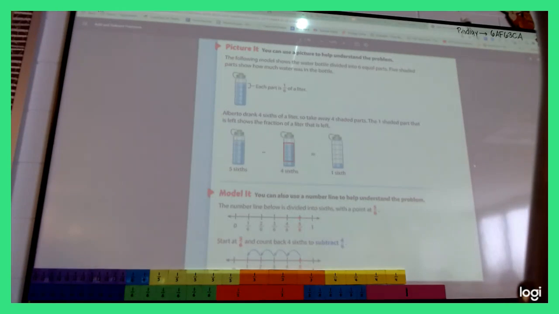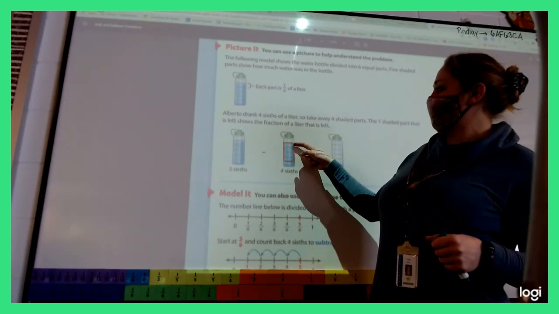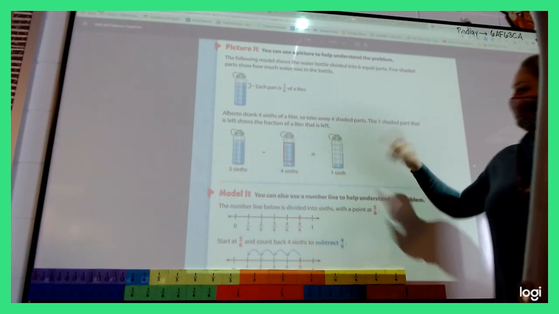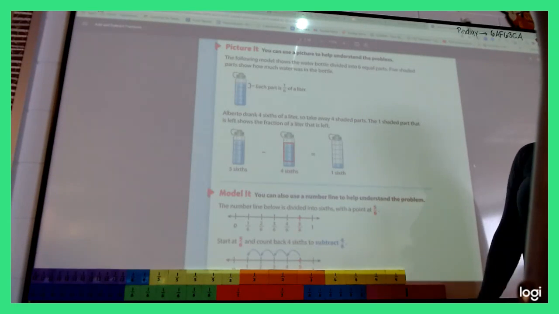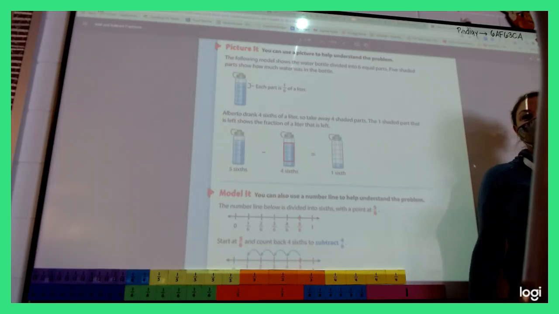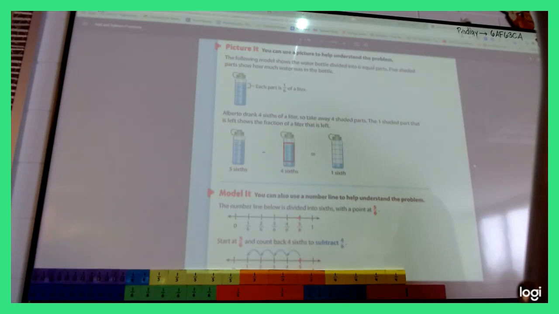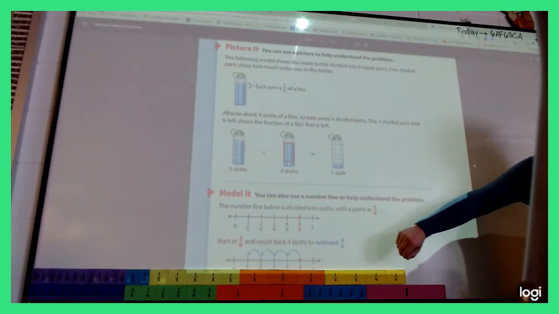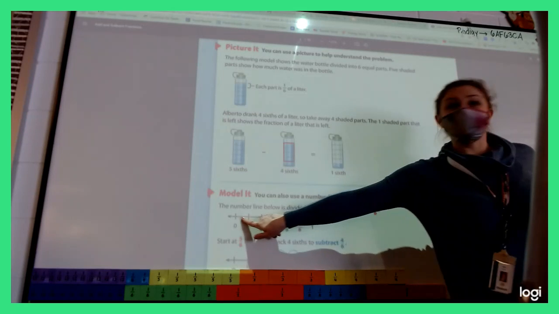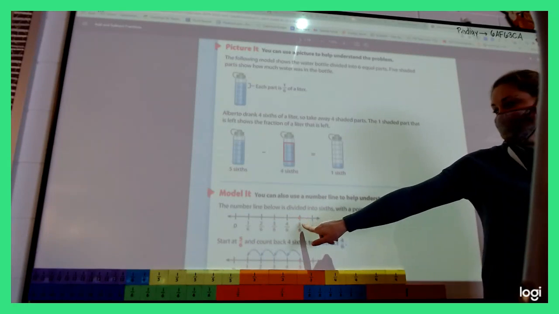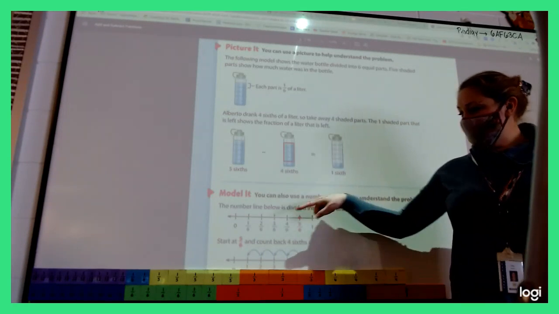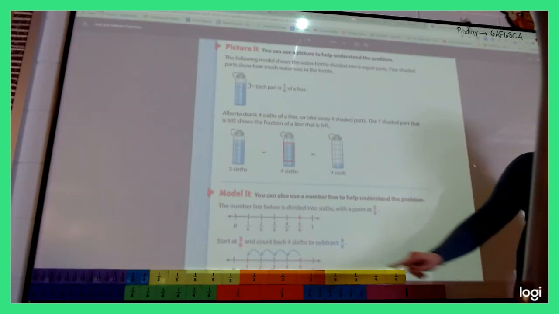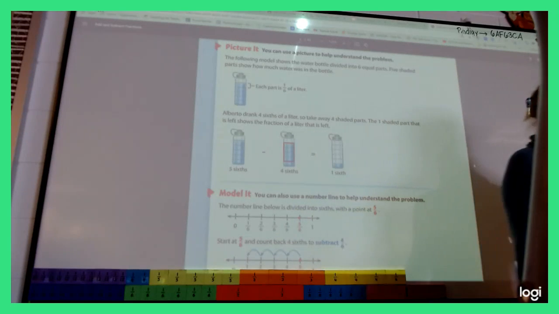So each part's 1/6. Alberto drank 4/6 of a liter. So we take away 1, 2, 3, 4, gone. We have 1/6 left. Now, do we need to draw a picture every time we do a subtraction problem with fractions? No, thank goodness, right? That would take a lot of time. So there are other ways you can think about it, down here at the bottom. Model it. If we do a number line, which you're all very good at now, he has 5/6 of a liter. We went back 4/6. He ends at 1/6. Pretty simple, right?